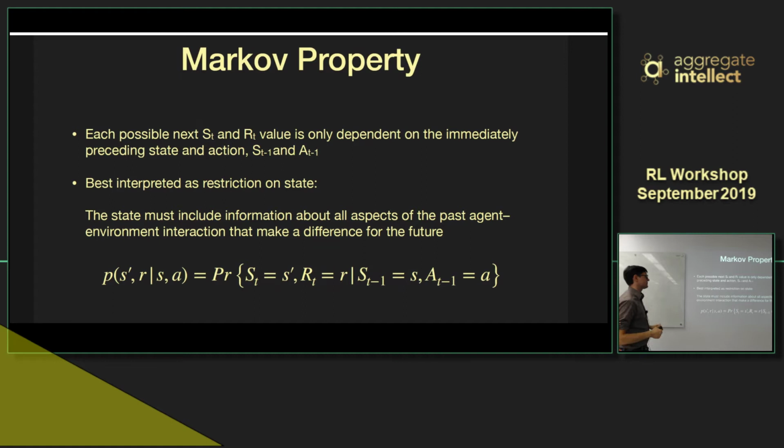S prime basically would be the next state, that is it? Yeah, so you say, I want to say the probability of my next state and reward given a state and action only depends on the previous state and the previous action. If I understand this correctly, you're saying the probability for the next state is dependent upon the reward that I get for a specific state and a specific action? No, the probability that you get the next state and the reward depends on the previous state and the previous action. This is what it says.